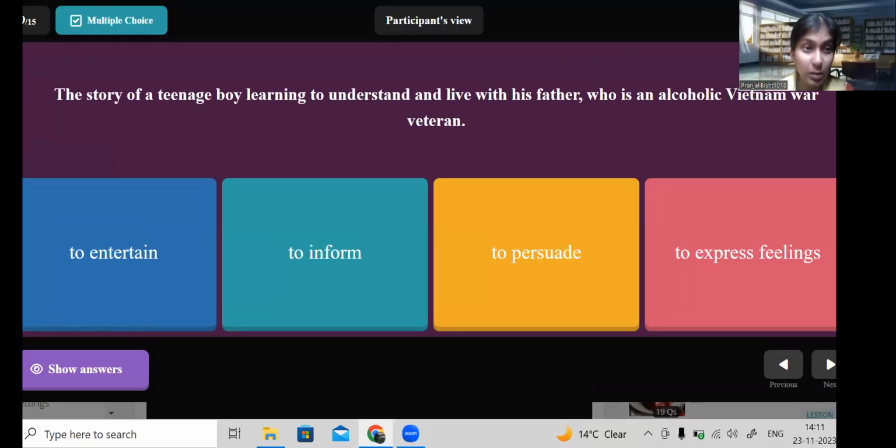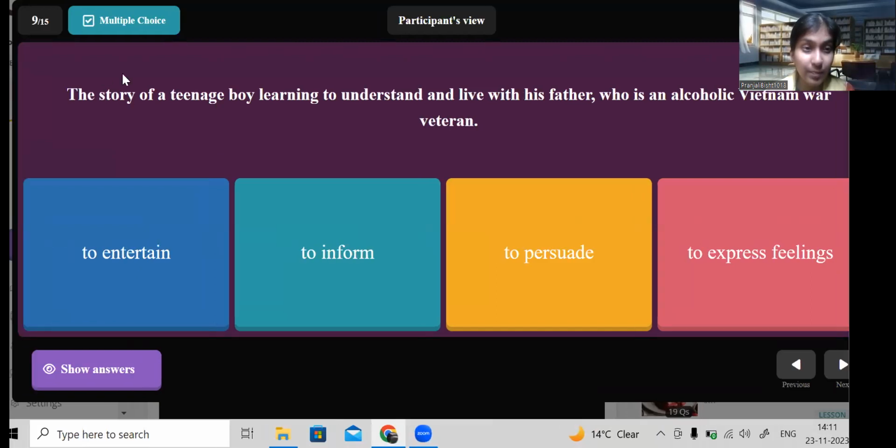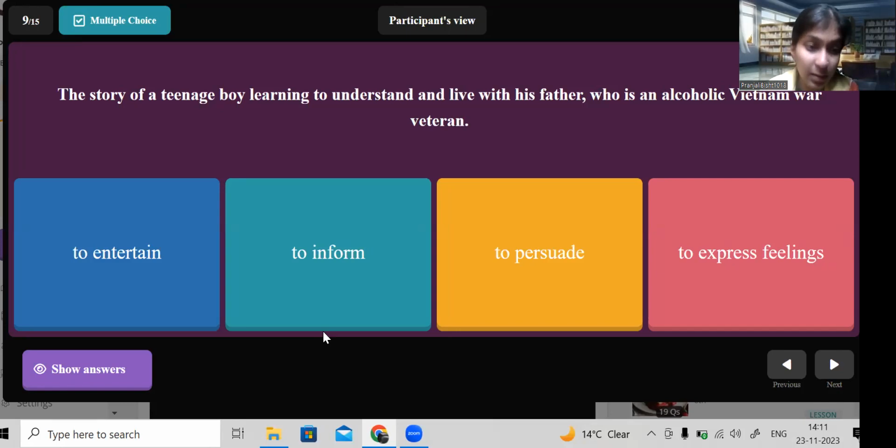Wait. Okay. So, are we able to see them? Yes. Which one should I mark as the right option? You tell me and I'll mark the right option.